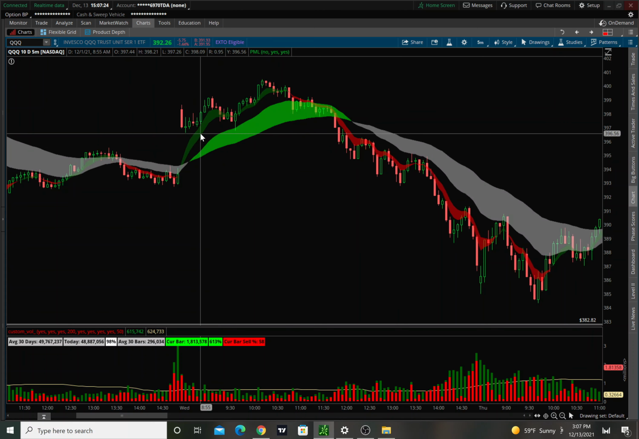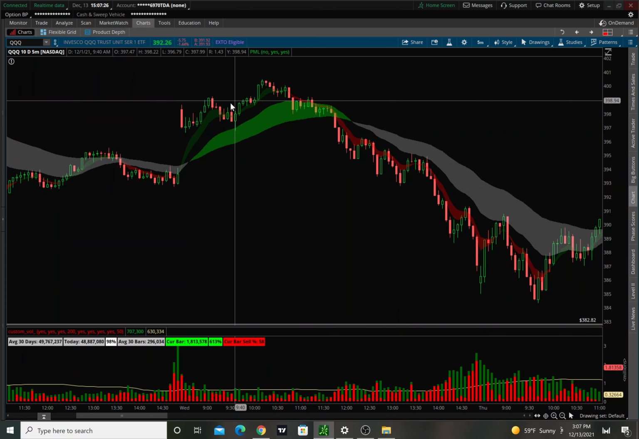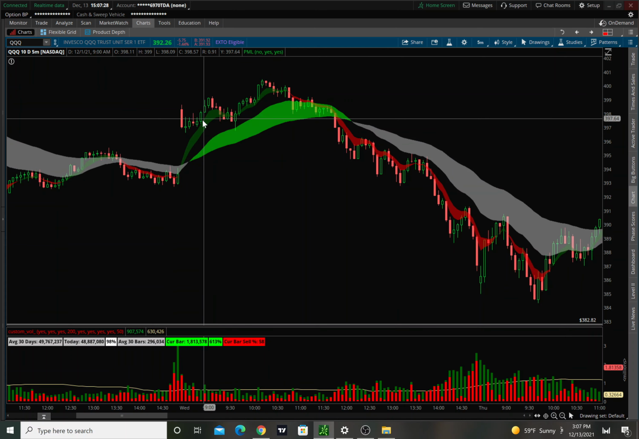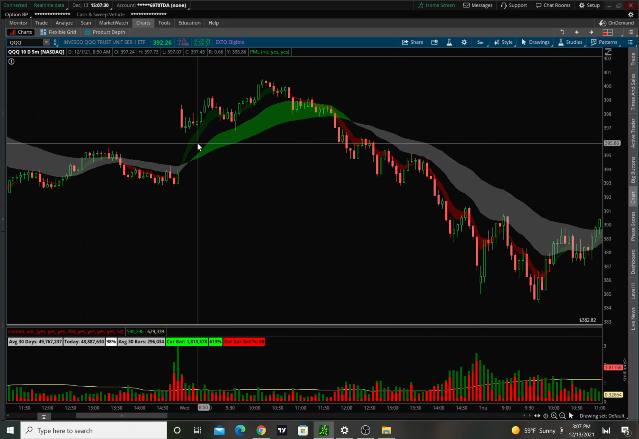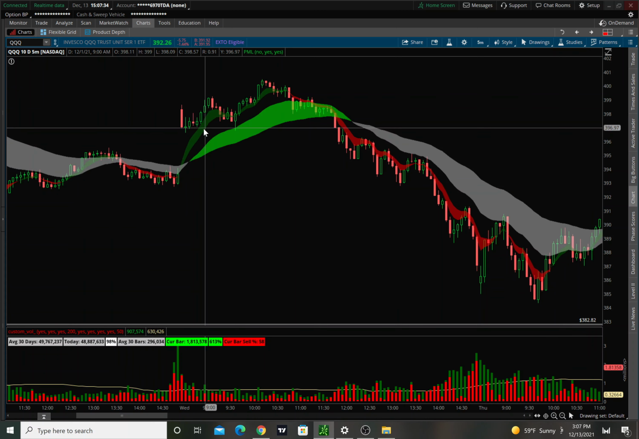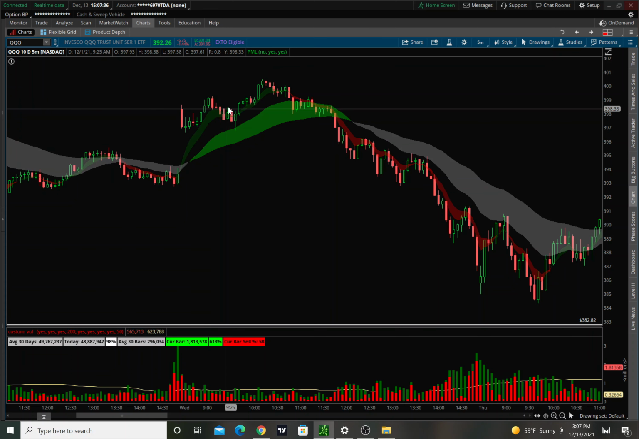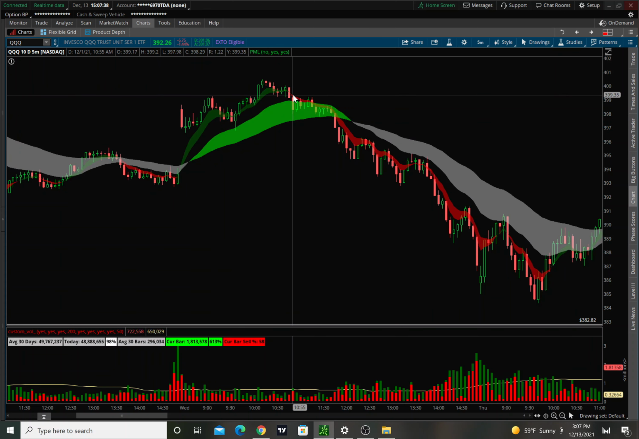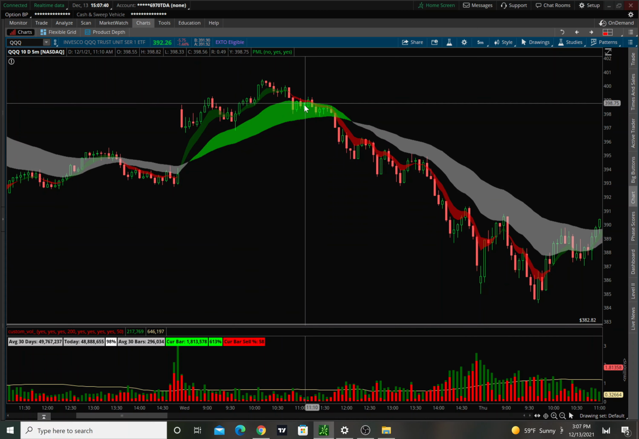What you're seeing here with the cloud, the one that is tying in closer to the price is the 5 and the 9 cloud. This is your 20 and your 50. The green signifies that the 5 EMA is over the 9 EMA, and then it fills in the color. As it reverses down, that's the 5 EMA crossing the 9 and it's filling in with red.